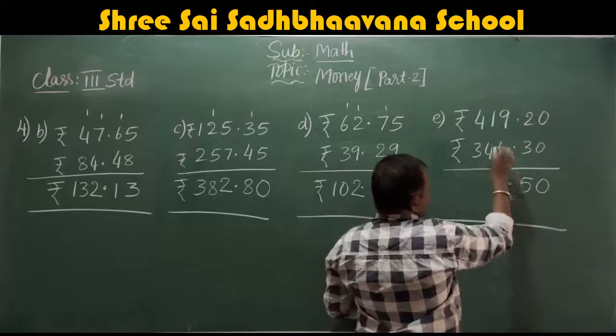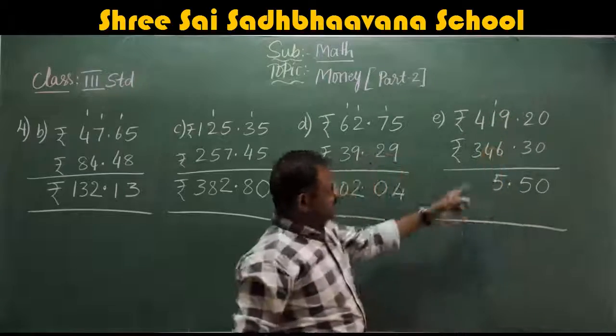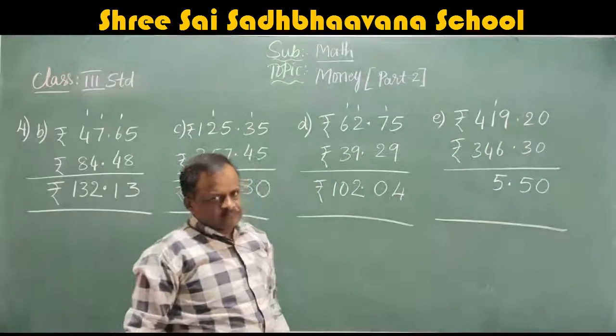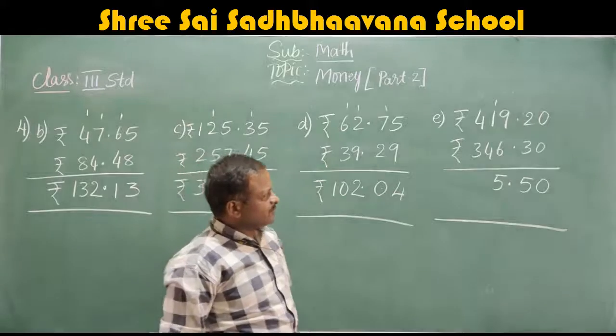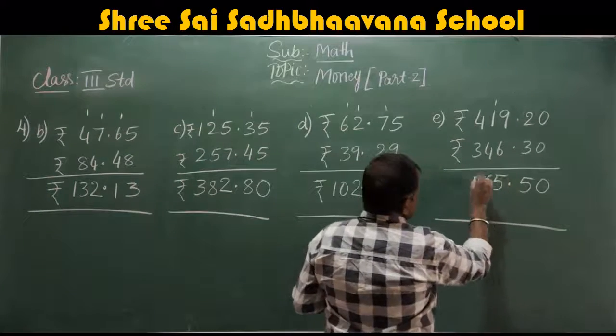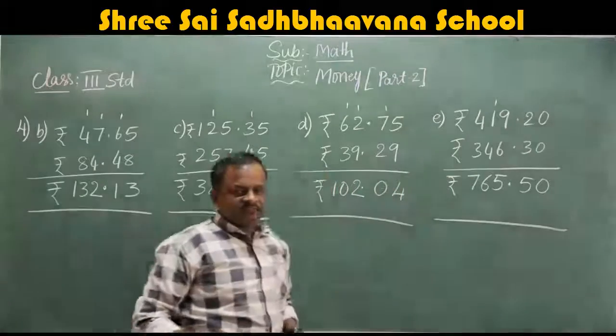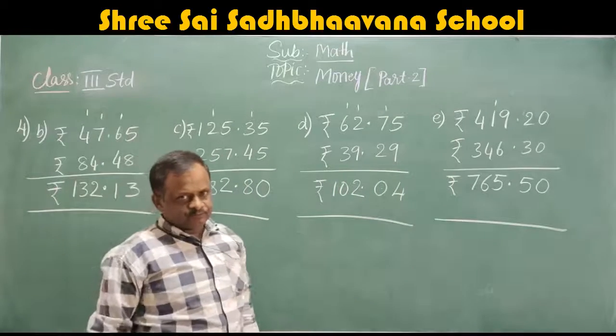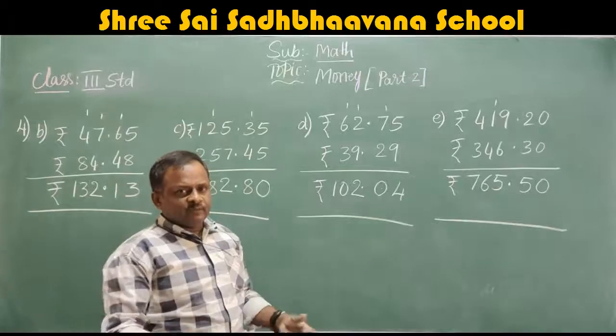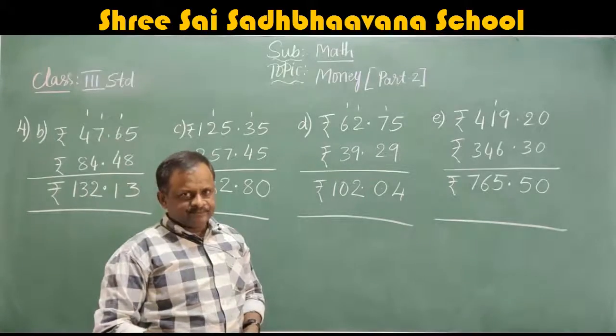Next come to here, addition: 0 plus 0, 0, 2 plus 3, 5, decimal point as it is, 9 plus 6, 15, write 5 here, take carry 1, 4 plus 1, 5, 5 plus 1, 6, 4 plus 3, 7. That is rupees 765.50. So next we will move to the next exercise.